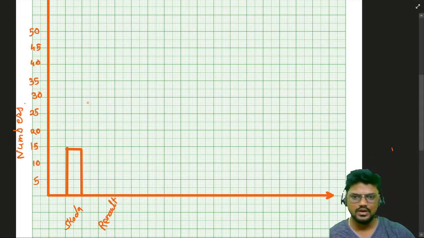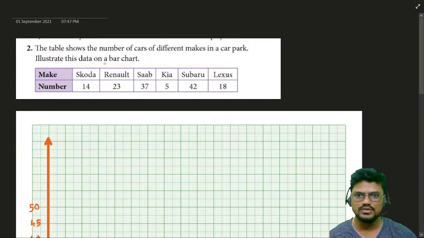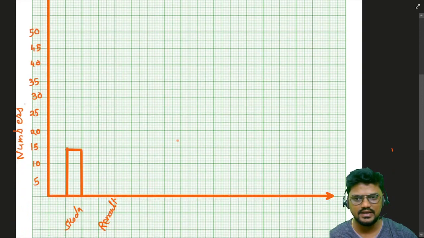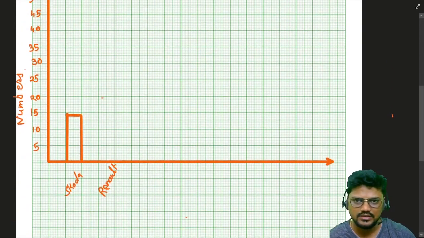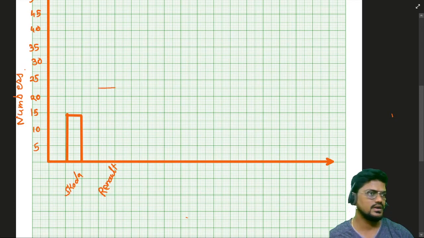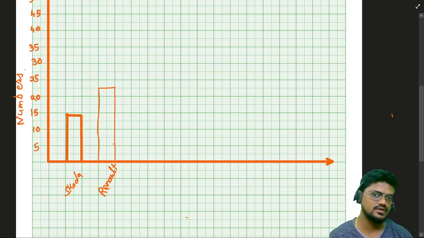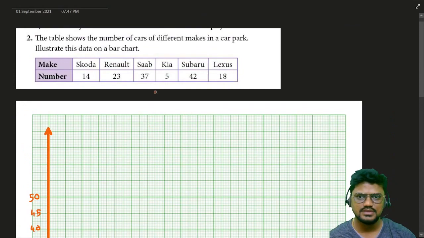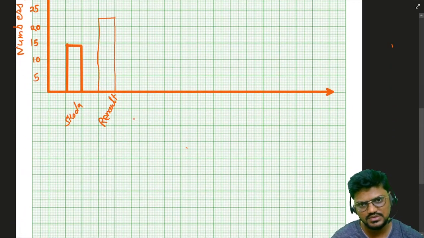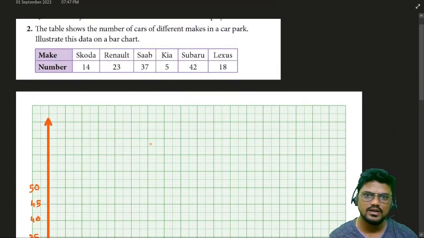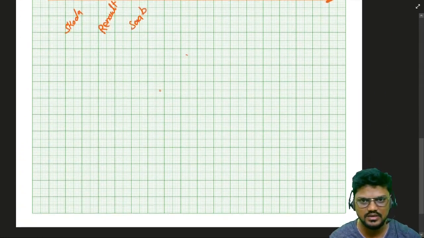Now the next thing is we'll draw Renault, and it has 23 as the reading. So 23 will come where this is 20, and 23 will come in between of that. This will be your 23. Now you can draw it with scale properly. I'm using a rough hand over here. Next is Saab. Which car is this? I did not see this. Saab. Next is Kia. Kia recently came in India.